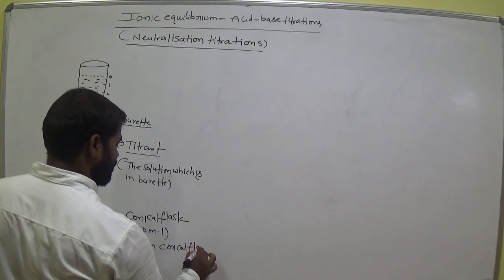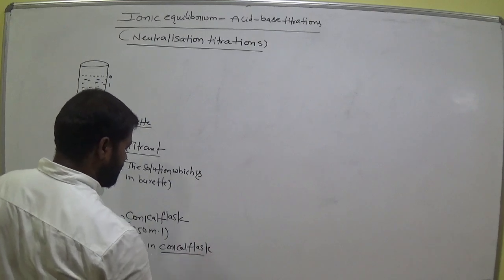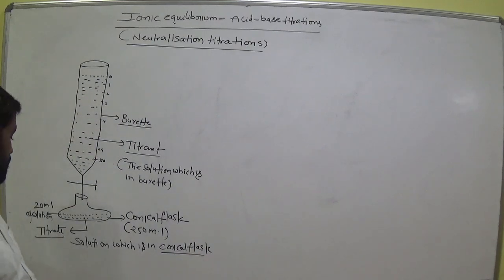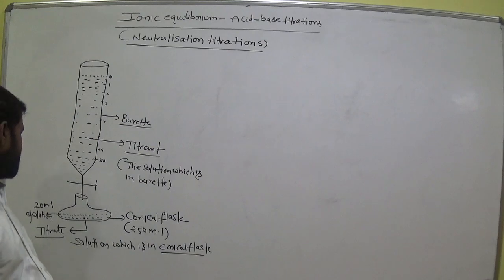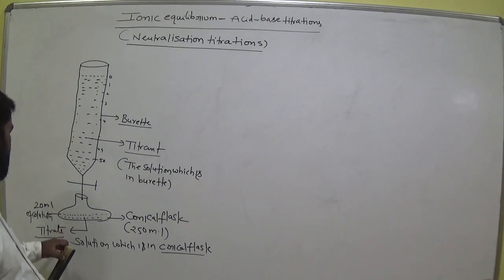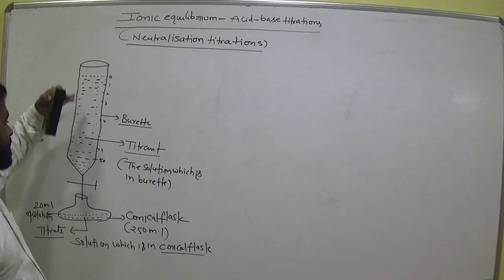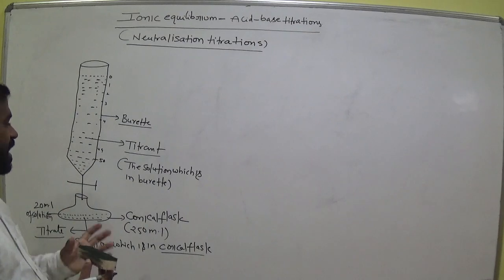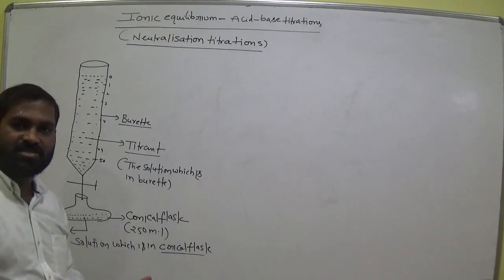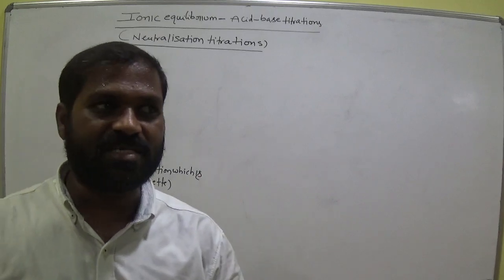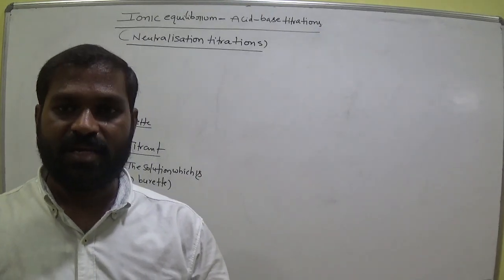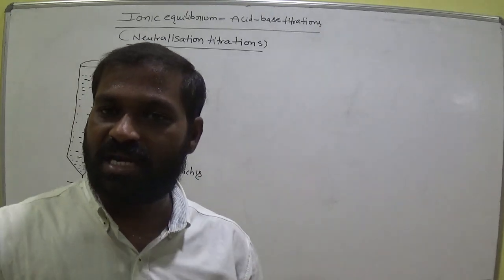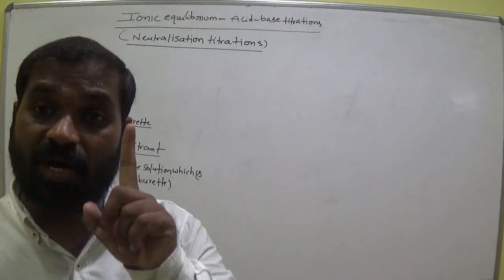Conical flask. Conical flask. Is it clear, ma? The solution which is in the conical flask is called the titrate. The solution which is in the burette is called the titrant. In that, the concentration of one of the solutions we don't know. Am I right? We don't have any idea about the concentration of one of the solutions, that is the unknown concentration solution.